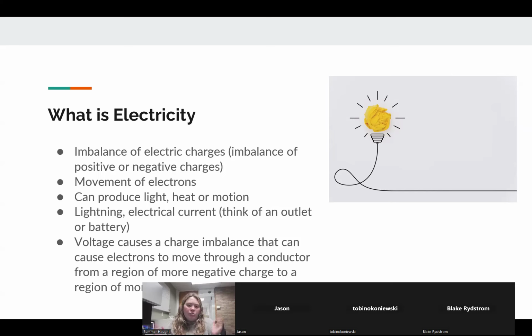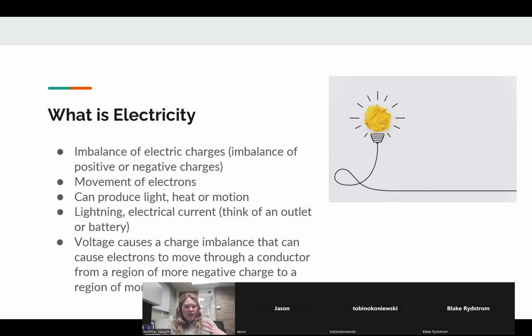But again, what is electricity? Hopefully we've talked a lot about this in 120. But essentially, electricity is just that imbalance of electric charges. And when we talk about electric charges, we're talking about the electrons, right? So when we have our electrons moving through the wire, just like we showed anytime that we drew a circuit, that's what causes or creates electricity. So it's that movement of electrons.